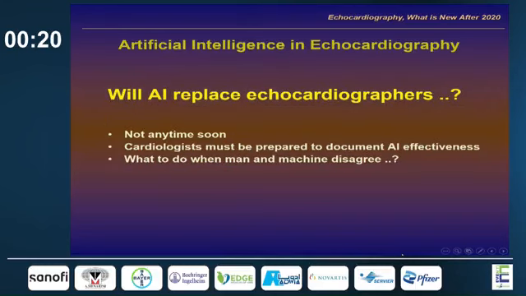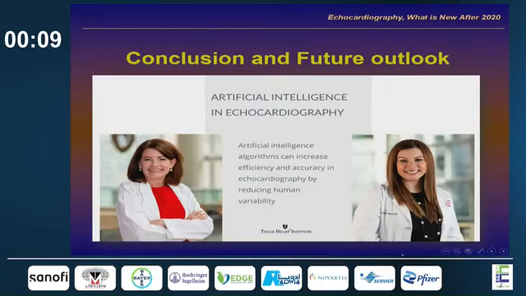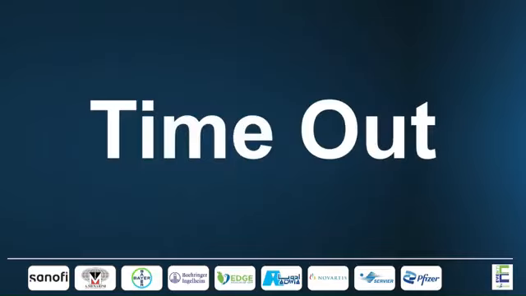Came the golden question: will artificial intelligence replace the echocardiographers? Actually, not anytime soon, and cardiologists must prepare themselves to document the artificial intelligence effectiveness. So, to conclude, artificial intelligence algorithms can increase efficiency and accuracy in echocardiography by reducing human variability. Thank you very much.